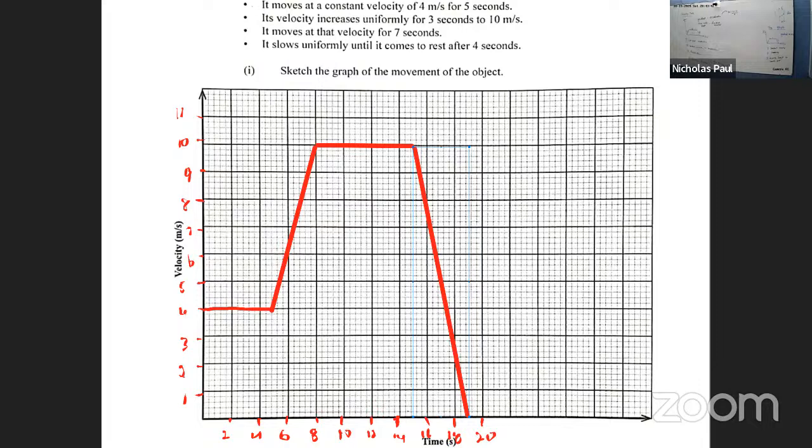Right, part 2. Calculate the distance traveled. People who did it in the book, you'll be right. How do we find the distance traveled there? The area under the graph.